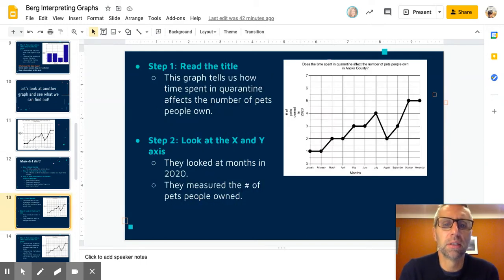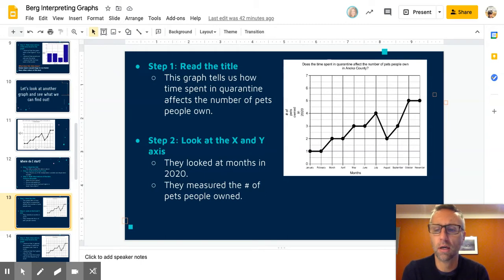So first we look at the title. Does the amount of time spent in quarantine affect the number of pets people own in Anoka County? All right, so I know that this graph has something to do with how many pets people own and how much time they are quarantined. And I'm looking through and I'm going, interesting. So what am I really comparing?